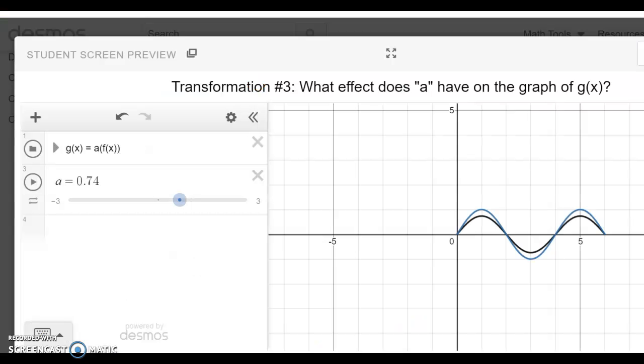All right, let's continue this conversation for when a is negative. When a is negative, let's see what we see. If our a value is -1, I think this is a really good example of how you can see that our graph is perfectly reflected across the x-axis. When we had a maximum on our parent graph, now that is a minimum on our transformed graph. Our graph has been reflected over the x-axis.